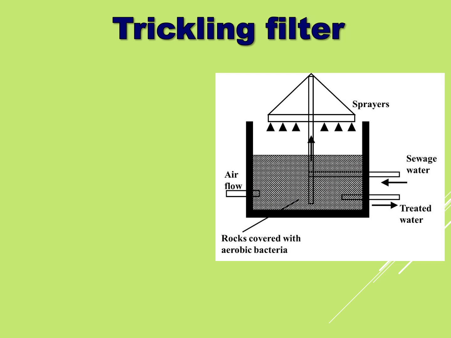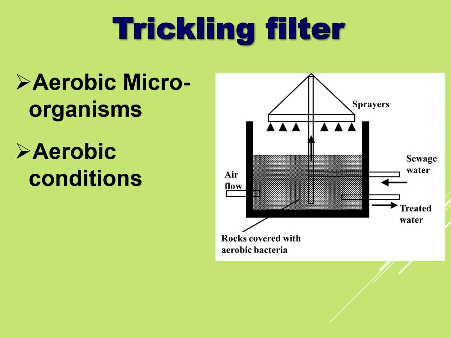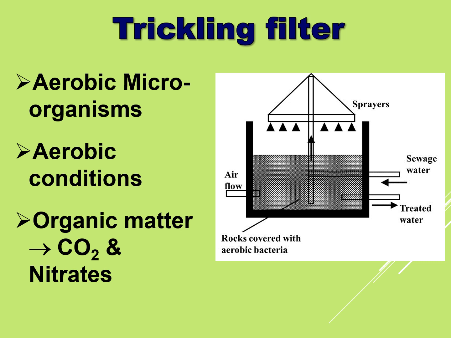Trickling filter process. So what is a trickling filter process? I told you earlier it is an aerobic process. So there are aerobic microorganisms and aerobic conditions are maintained. The carbon gets converted to carbon dioxide, nitrogen gets converted to nitrates. This is the basic principle of trickling filter process. Aerobic microorganisms under aerobic conditions convert carbon to carbon dioxide and nitrogen to nitrates.